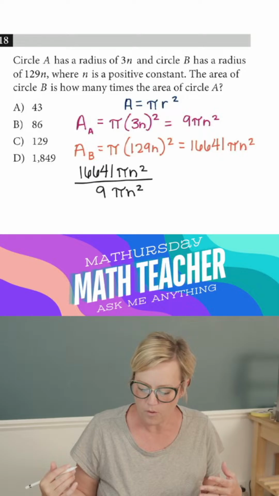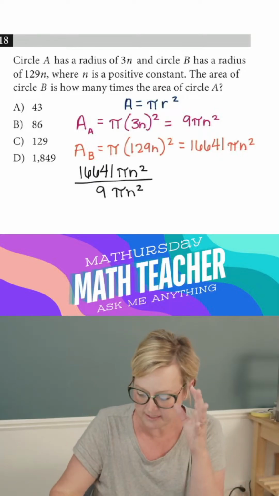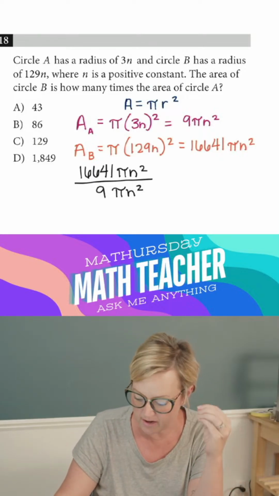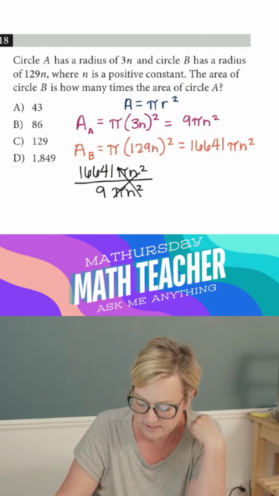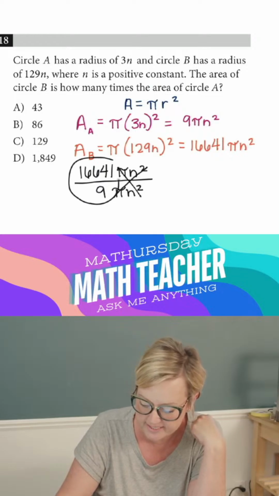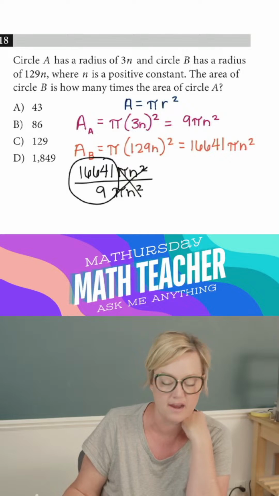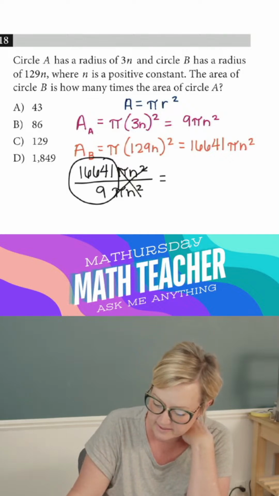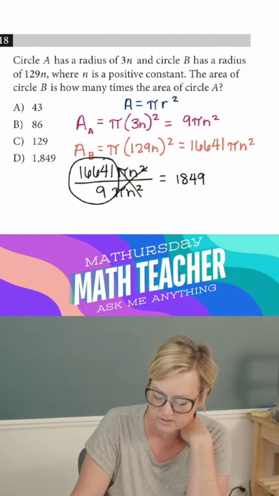But when I'm looking at this, I can see pi n squared and pi n squared. Those are just going to cancel out. So all I'm really looking at is 16,641 over 9. And when I divide that, I get 1849. So my answer is D.